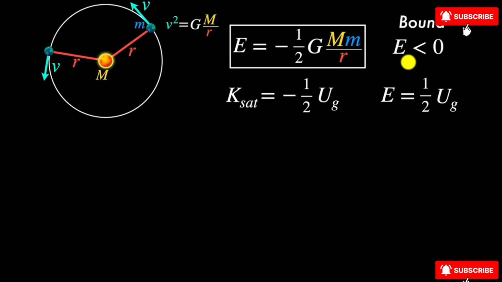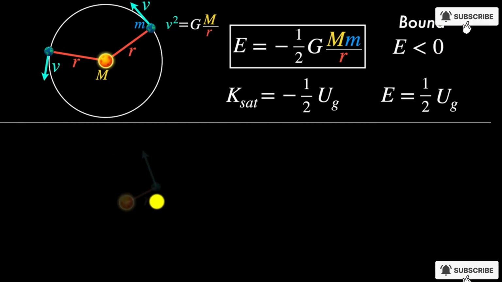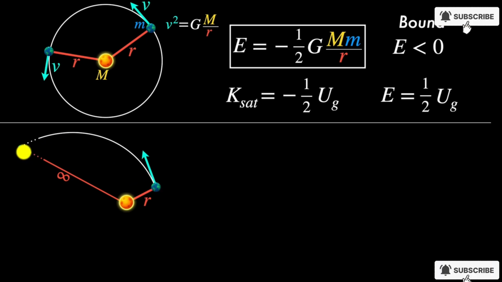Okay, so what do you think would happen if the total energy was more than zero? What would that represent? For that, let's do a thought experiment. Suppose we give a kick to our Earth, increasing its speed, such that it escapes the sun's gravitational influence and reaches infinity and stops. What I mean is, let's say Earth has just enough speed to reach infinity. Then what would be the total energy of the system?